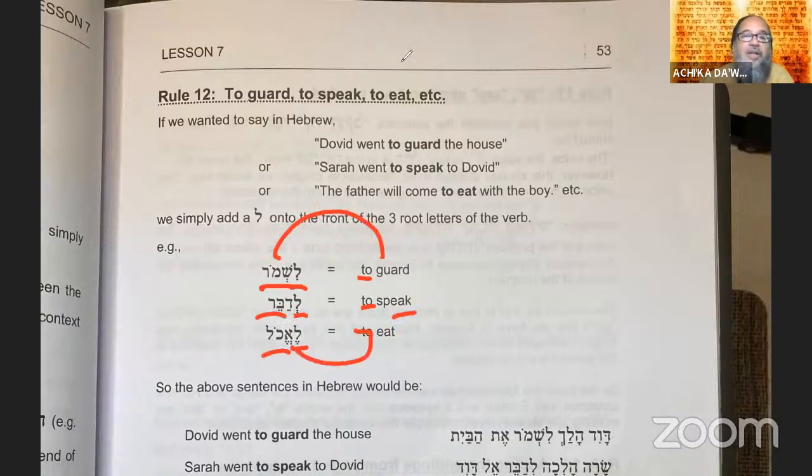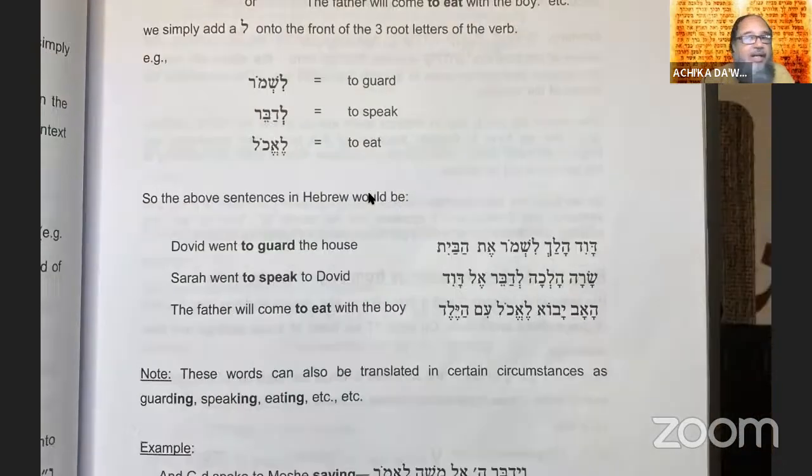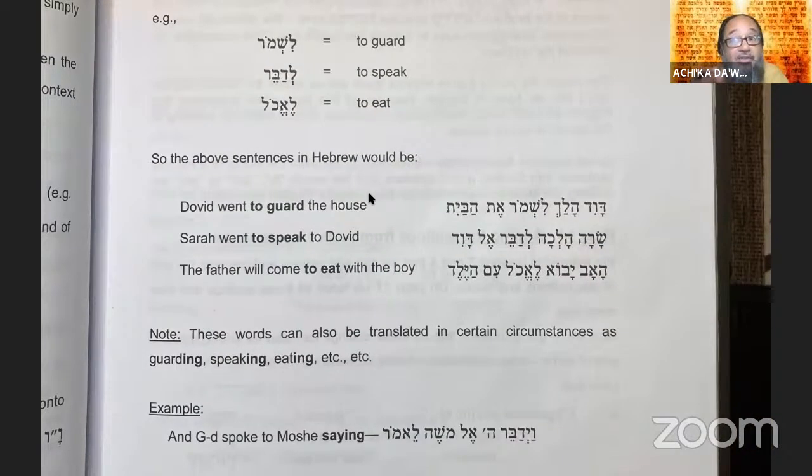Okay. Why are they telling us this? Because in a sentence structure, you want to be able to find out when you see it. You'll be like, okay, well, I know what the 3-letter root is, but I know to is L, but now I have the letter lamed, okay, which represents the English letter L. So let's see how it works. So the first sentence is, David went to guard the house. Okay, so here it is.